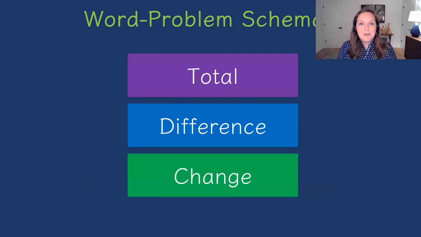So that is an overview of the word problem schemas where addition or subtraction are involved. We talked about total problems where parts are put together for a total, difference problems where greater and lesser amounts are compared for a difference, and we also talked about change problems where one amount increases or decreases.